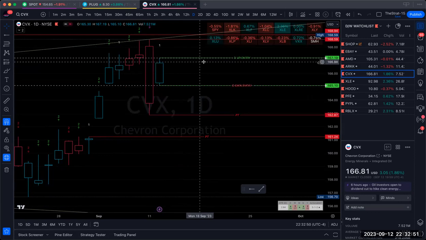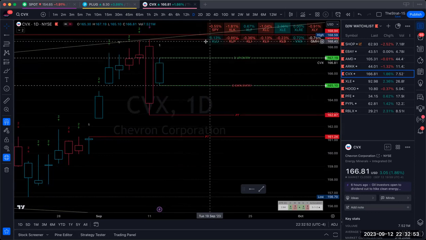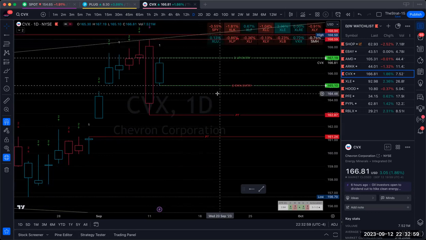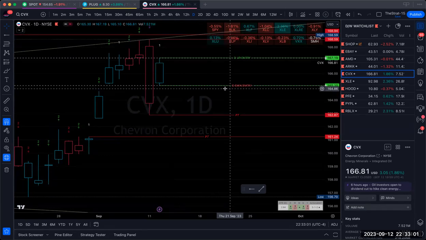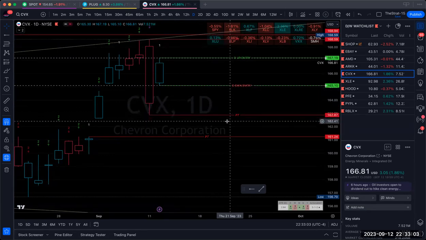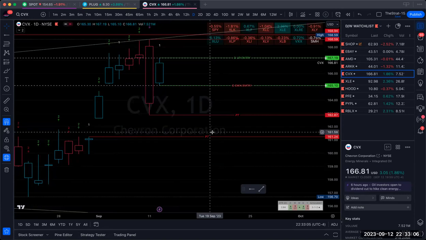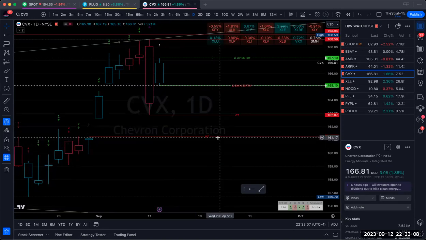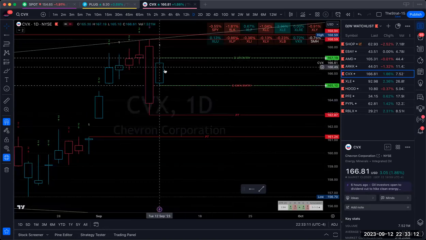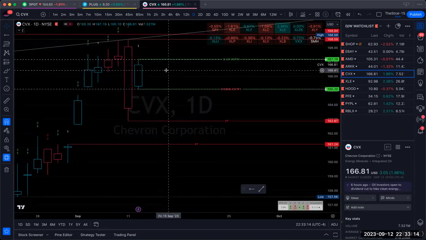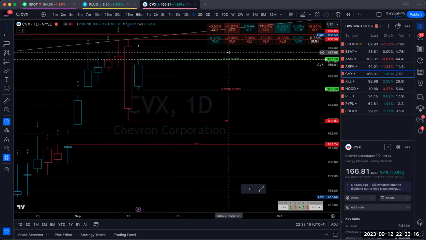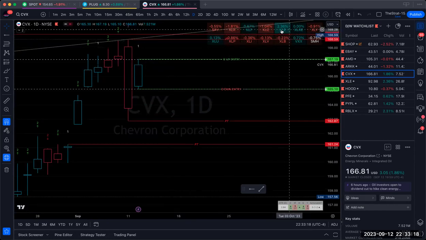If we break 167.19, we're looking for a push up to 168.59 and then 168.94, right? To the downside, 165.10 for a push down to 162.87, and then fill this gap here at 161.24, right? And so on, depending on how it goes. But that's CVX, that is oil. Like I said, you can keep an eye on XLE.